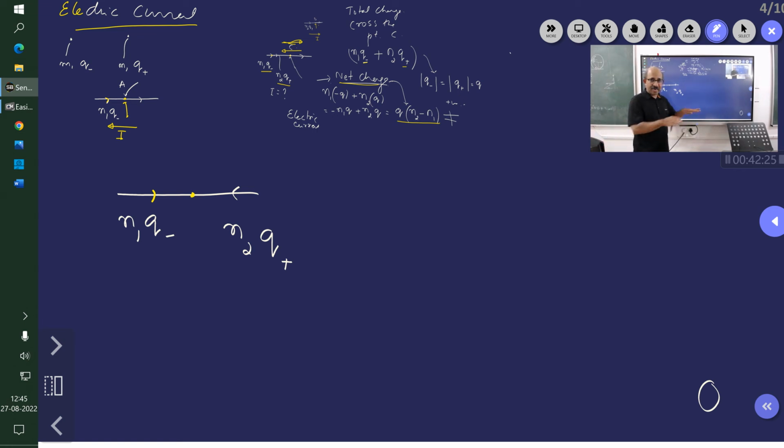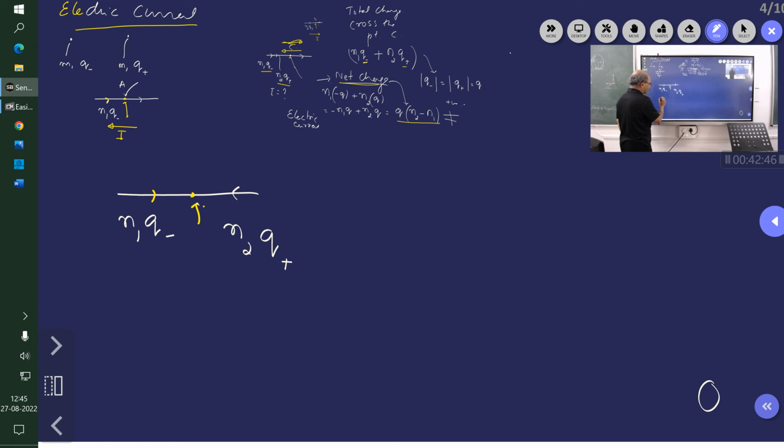See, that time when I added them like that, both of them were going in the same direction. Now they are going in the opposite direction. So therefore here, what is the net charge flowing about this point? See now, what will I write here? Again, same. The magnitude of Q minus and Q plus is Q. I was doing the same thing.